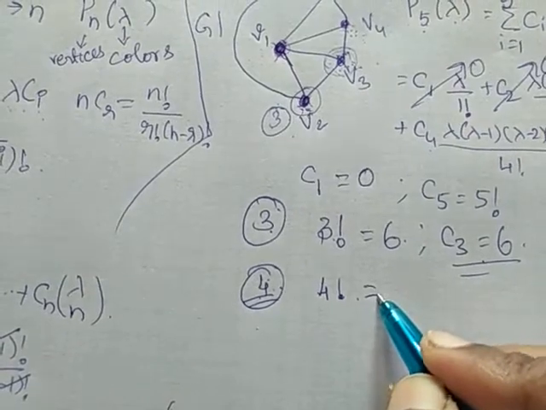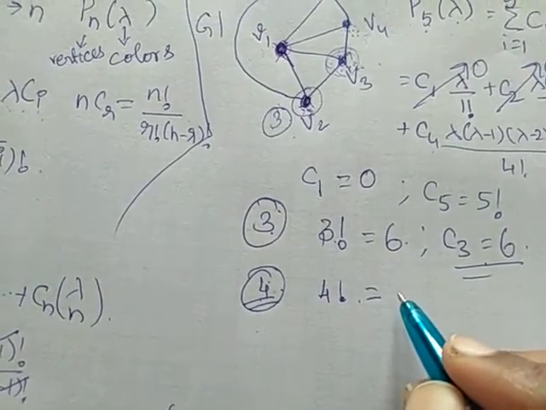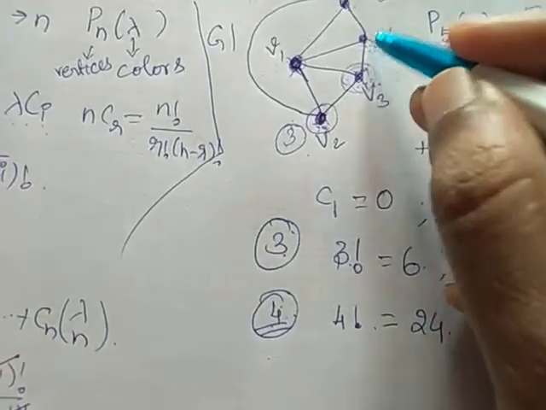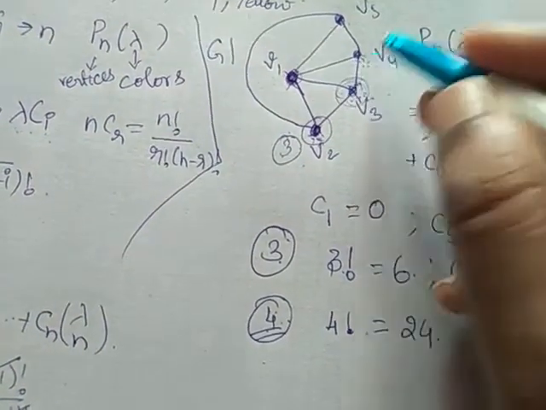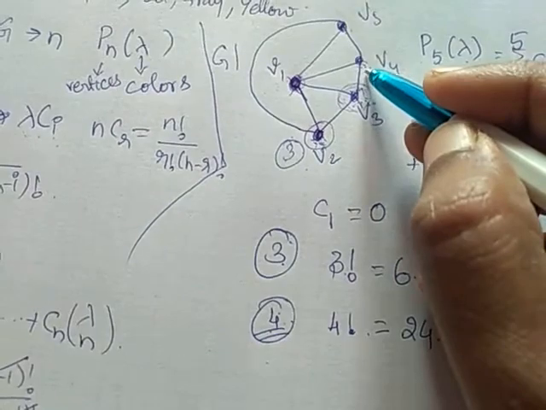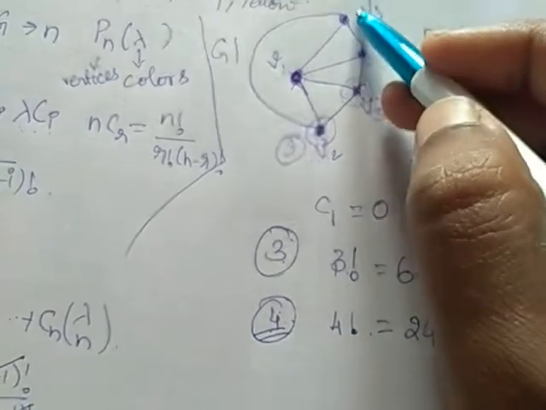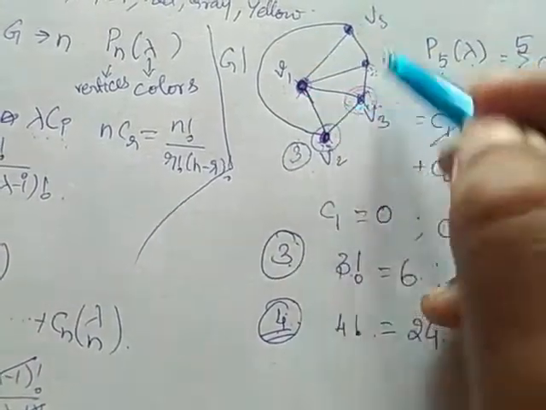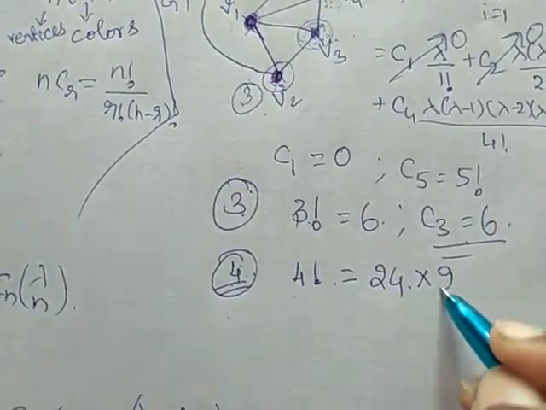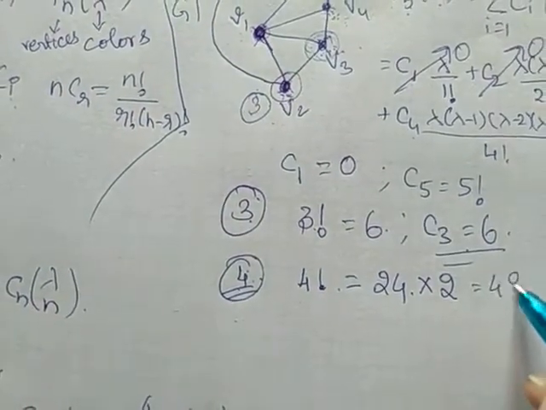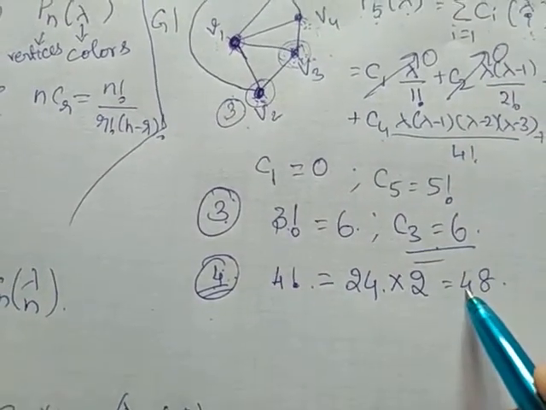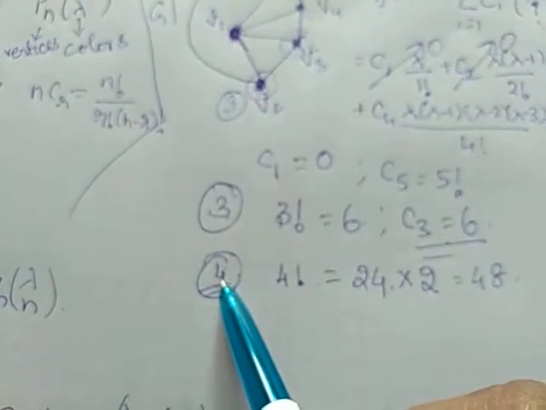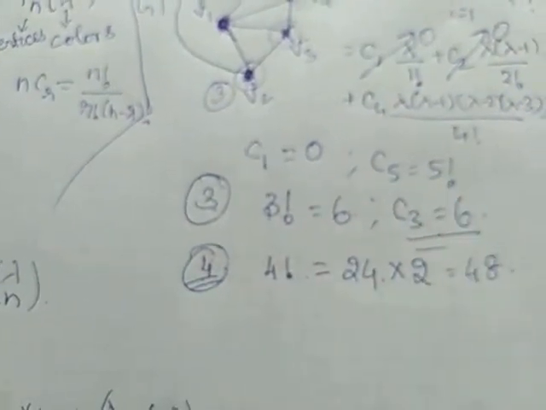4 factorial is 4 into 3 into 2, which is 24. And for V4, we are having 2 options. Whatever V4 color we have chosen here, other than that, we have to choose for V5. So, in 2 ways, we can color the remaining graph. So, 24 into 2, in 48 ways, we can color the graph G when we are having 4 colors. And C5 is 5 factorial.